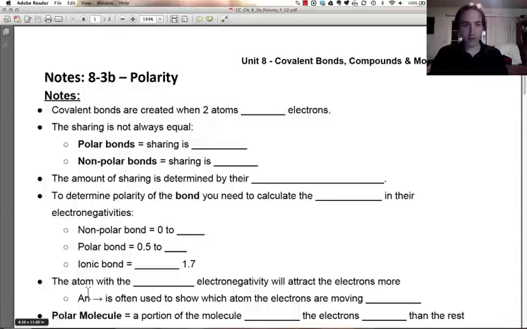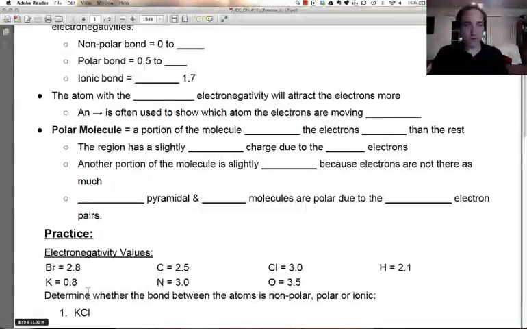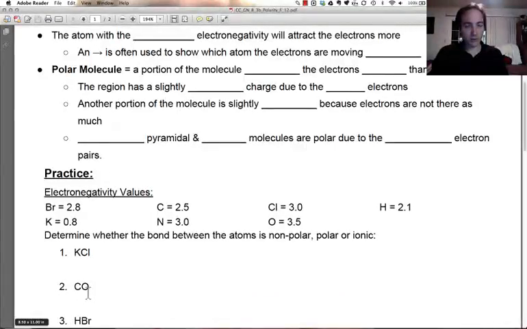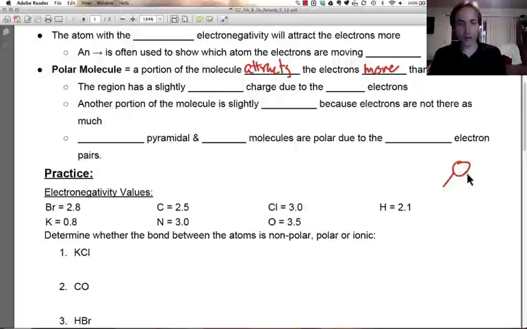The last topic we need to talk about in these notes is what a polar molecule is. In a polar molecule, a portion of the molecule attracts the electrons more than the rest. When we look at the molecule as a whole, the electrons are hanging out in one area more than the others. The classic example we use for this is water. In a water molecule, the oxygen has two unshared pairs, or lone pairs, and then you have two hydrogens bonded to it.